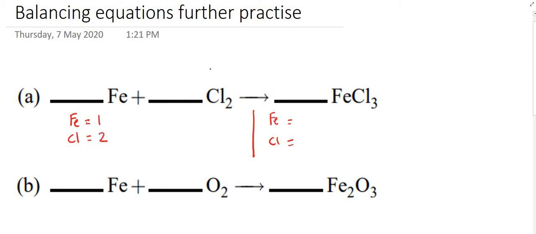So I'm going to put a 2 there. Remember, that's Cl bonded to Cl. That's a covalent bond, 2 nonmetals. And then over this side, we've got one iron. And we've got 3 chloride ions. So we've got a 3 there.